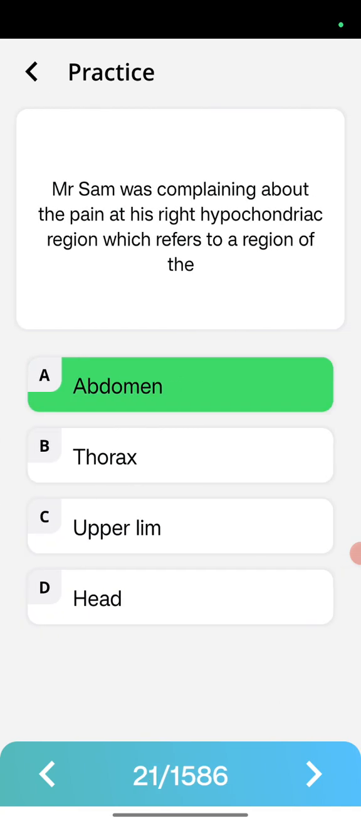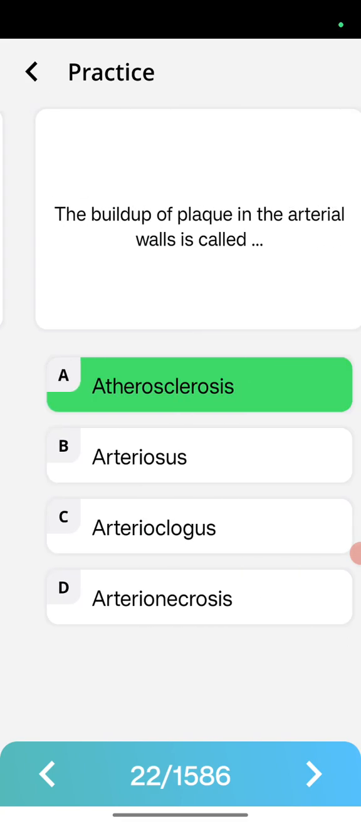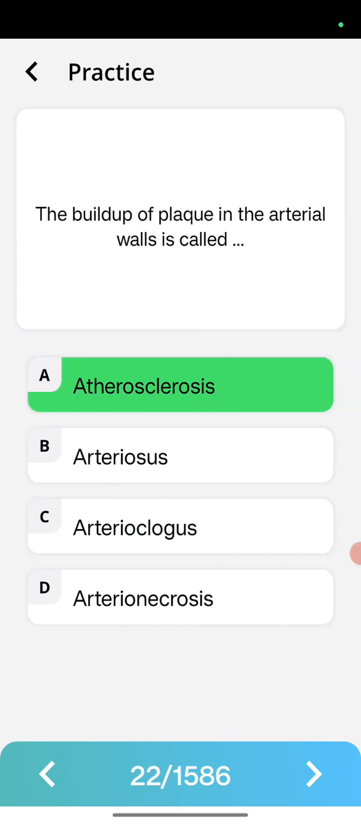Mr. Sam was complaining about pain in his right hypochondriac region, which refers to a region of the abdomen. The buildup of plaque in the arterial walls is called atherosclerosis.